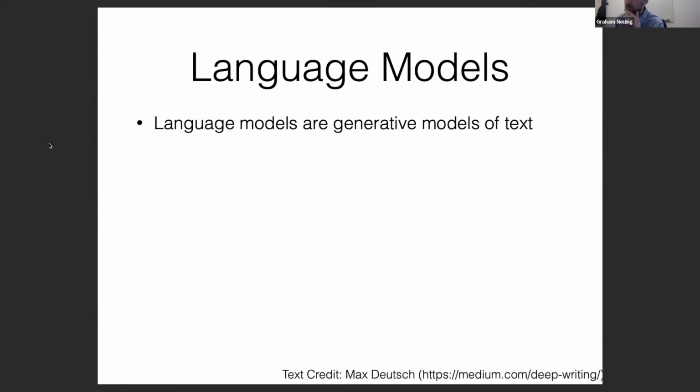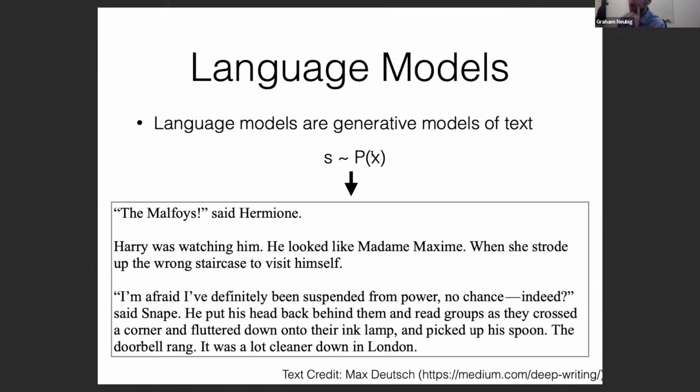So language models are basically generative models of text. What they do is they calculate the probability of a text X, and they allow you to sample from this probability distribution to generate outputs with a high probability. So given this, if we train on a particular variety of text, like let's say we train on Harry Potter books, the sampling distribution will generate things that look like Harry Potter.